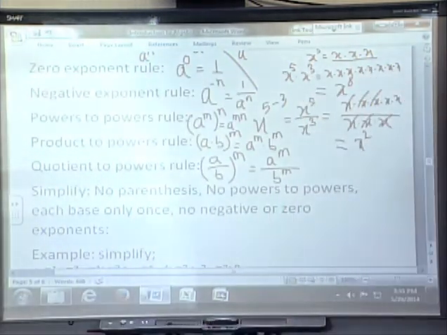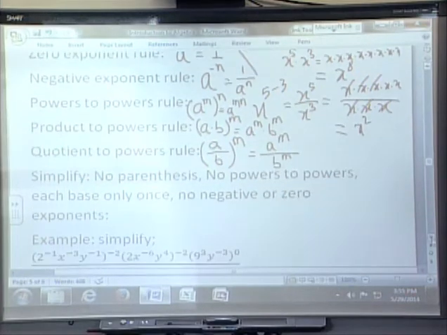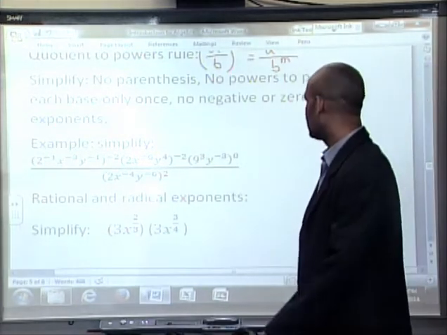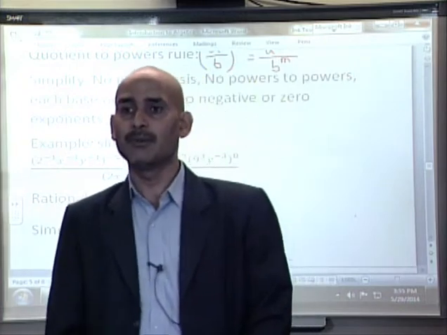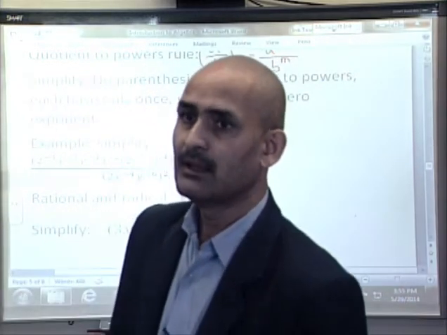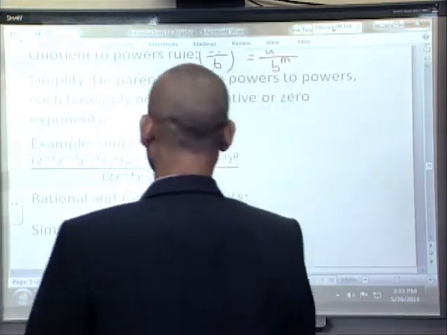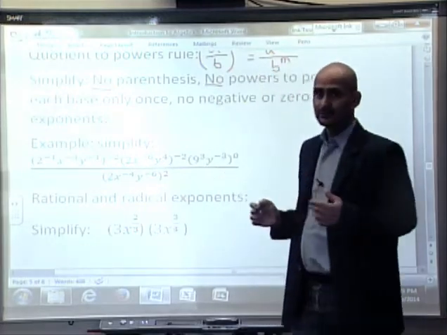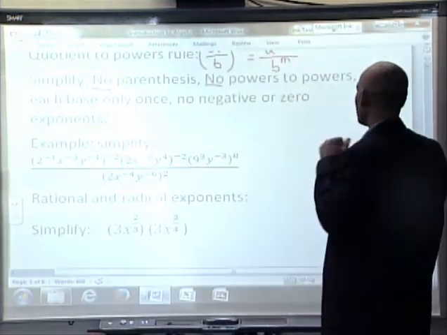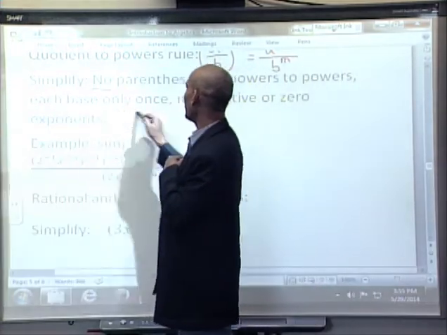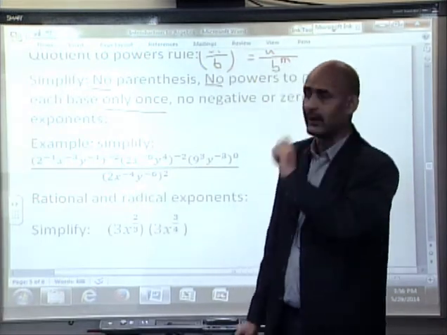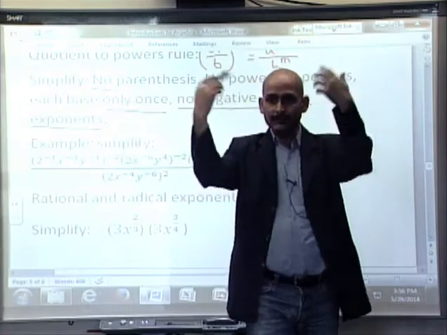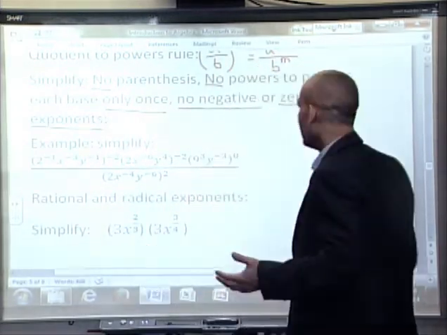After looking at these rules, we now want to use the laws of exponents to simplify algebraic expressions. Simplifying in this situation means no parentheses, no powers to power. Each base should appear only once, no more than once. There should be no negative or 0 exponent. We don't want to see a negative exponent, or 0 in the exponent. Look at this expression.